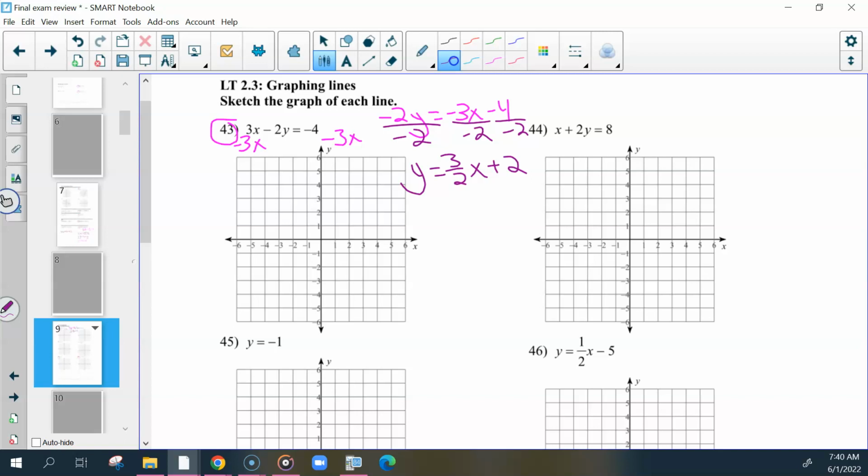And then you would start at your y-intercept of 2. Your slope is 3 over 2, so go up 3 to the right 2 as many times as possible, and down 3 to the left 2 as many times as possible. And then connect your points. Make sure your lines have arrows. You will have access to your calculators and rulers if needed. Do we have any questions on 43?